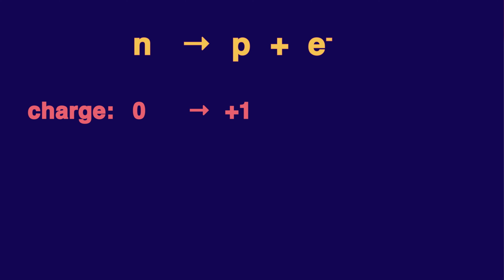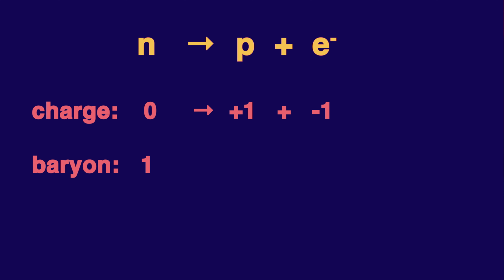I need to make the total charge 0 on the right hand side, and I can do that by adding an electron. Now the total charge is 0 on both sides. You may recognise this as beta decay, which you may have studied at GCSE. Secondly, I'm going to check the baryon number. There is one baryon on the left hand side and one baryon on the right hand side. There's no problem there, baryon number's conserved.